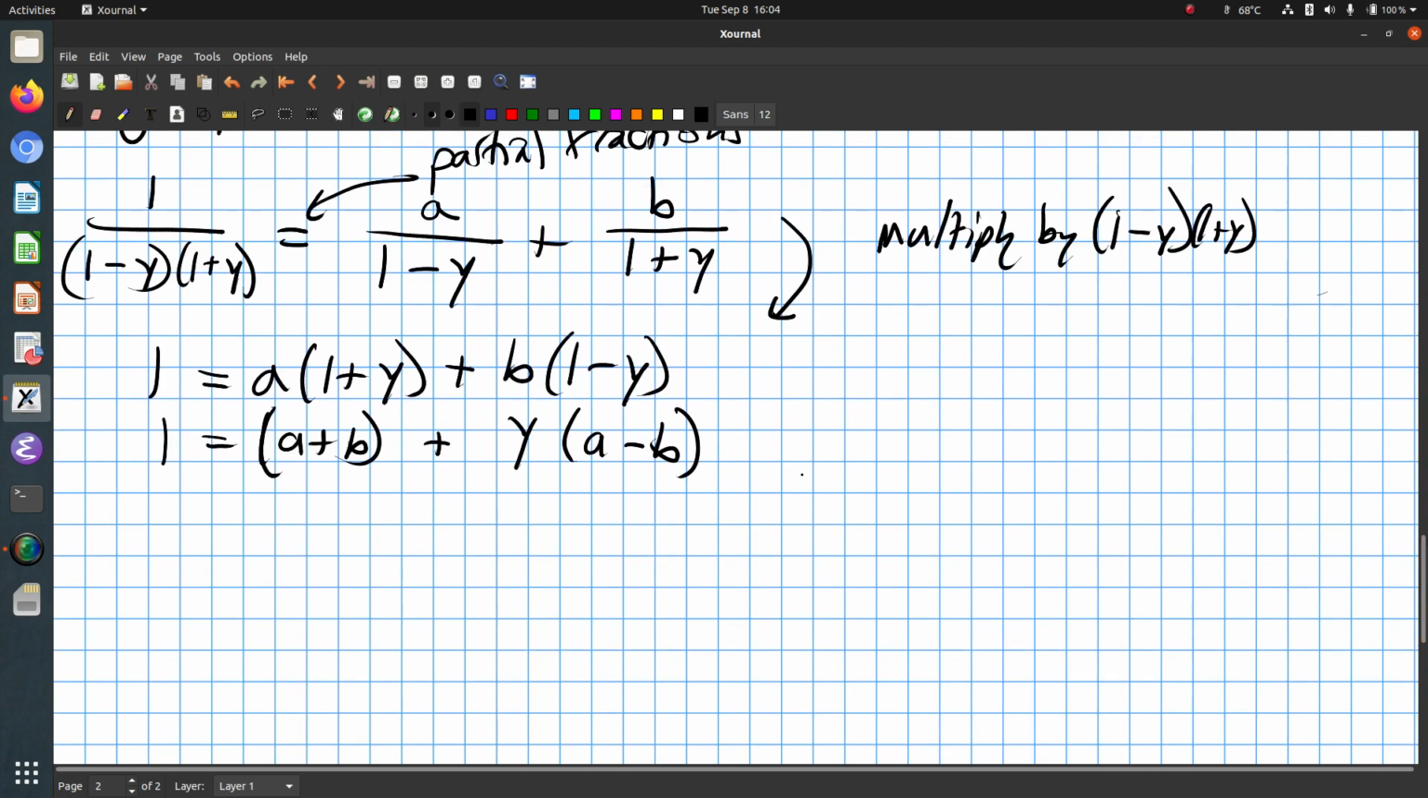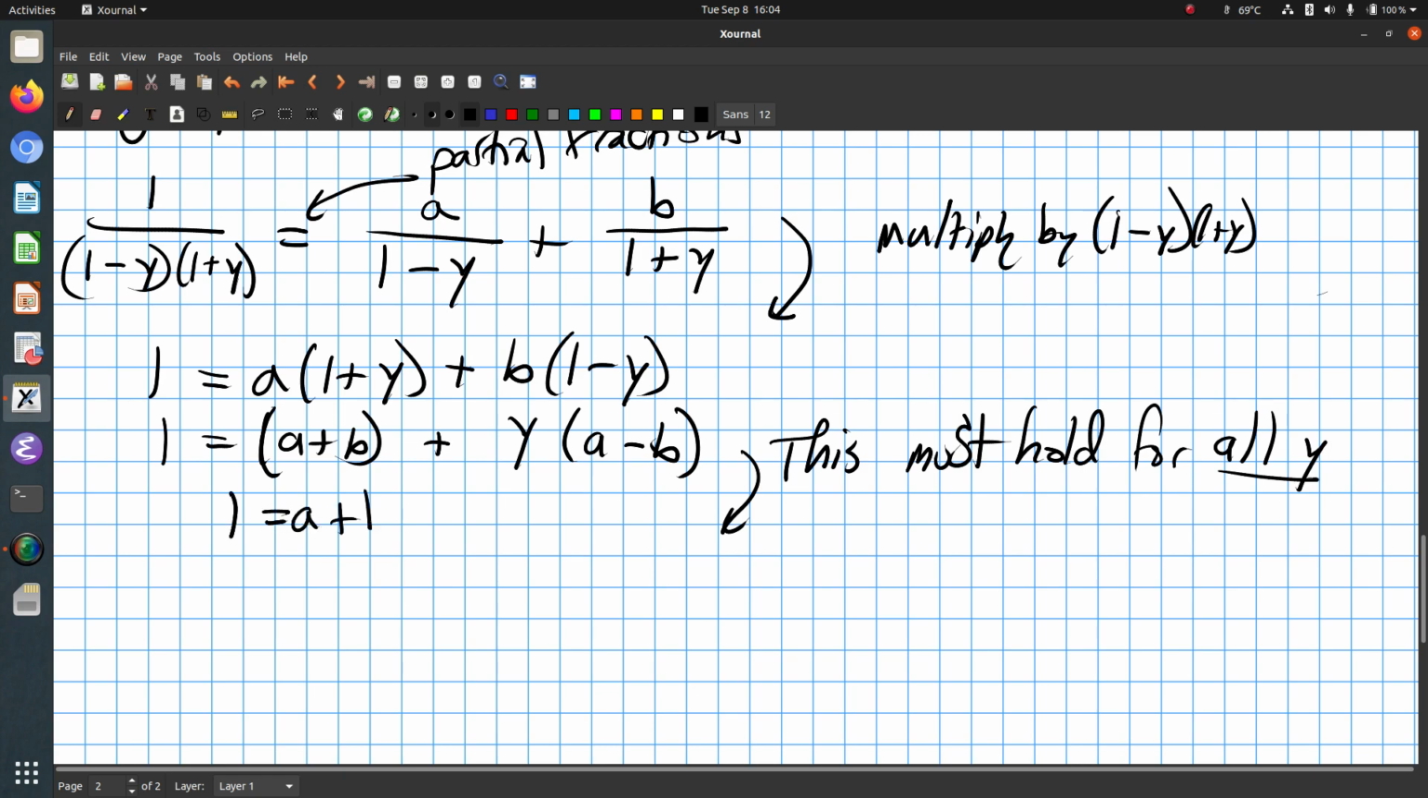Now, an observation here is this must hold, not just for one y, but for all y. So if that's the case, the only way I can get this to happen is if these two separate equations hold. This last one here is what comes from that term there. Okay, now I can say that a has to equal b, and that means that a equals b equals 1/2.